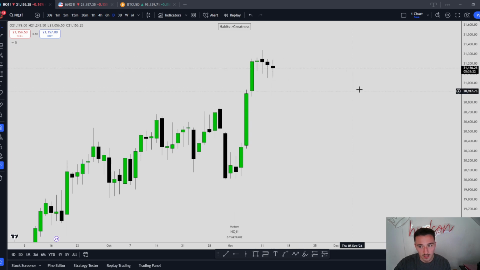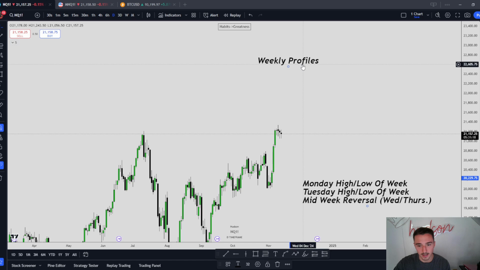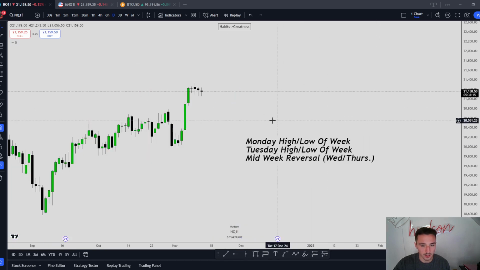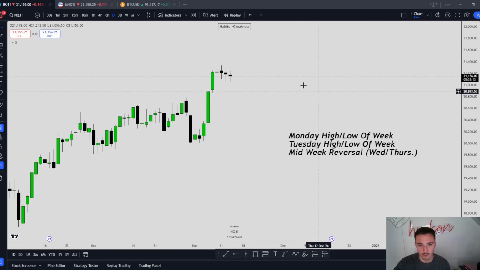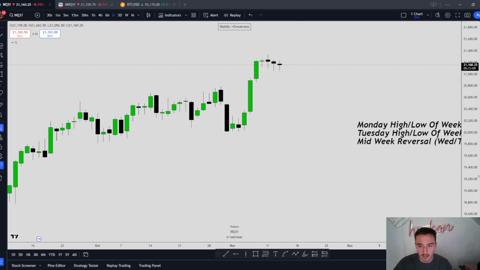identifying the daily candles that create the one weekly candle. So if we pull this down here, let's look for a Monday high or low of the week. We actually had one last week. So right here's Monday, okay?